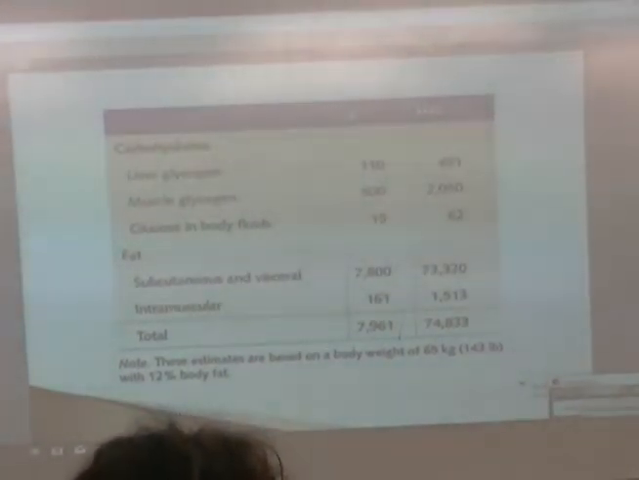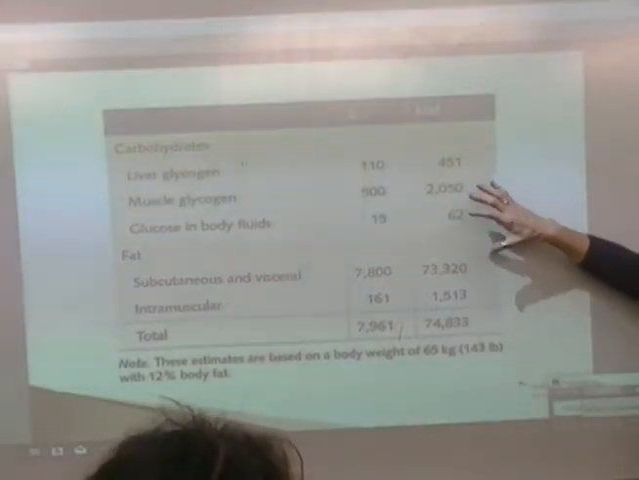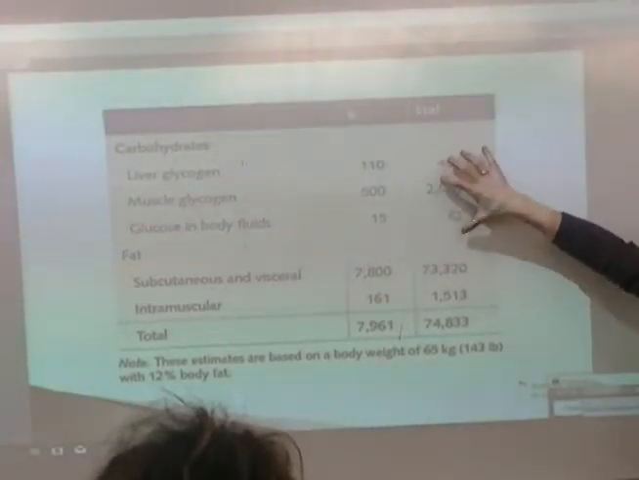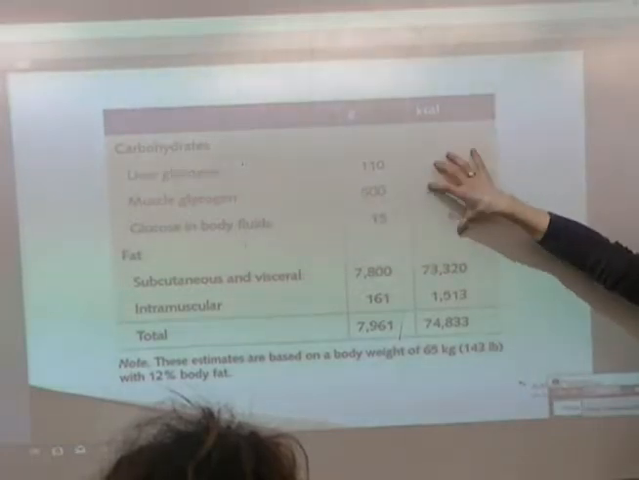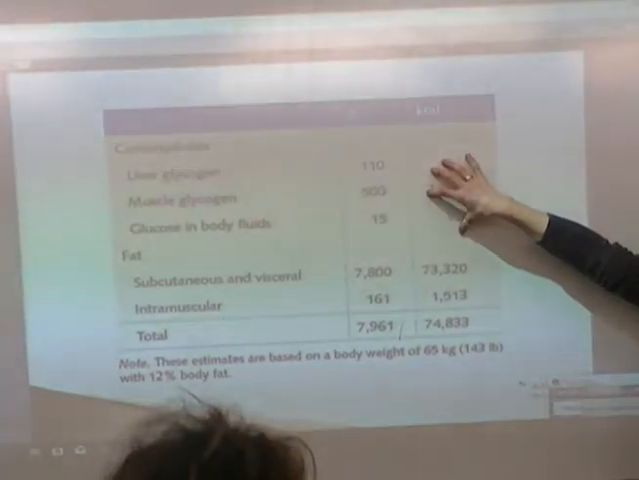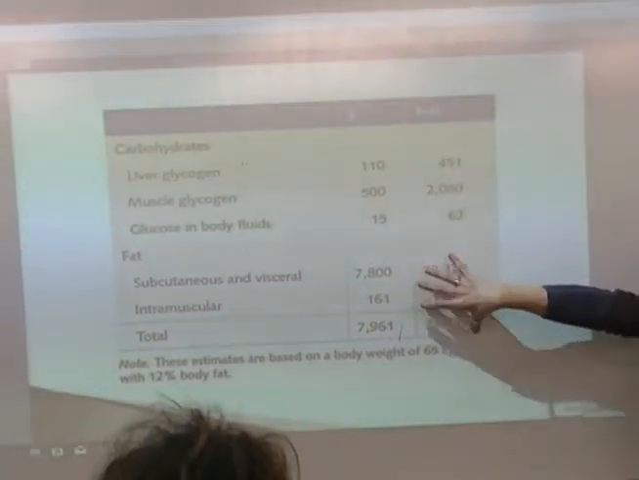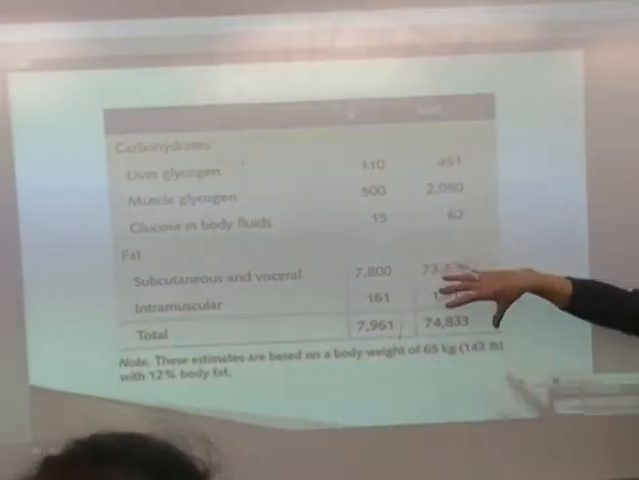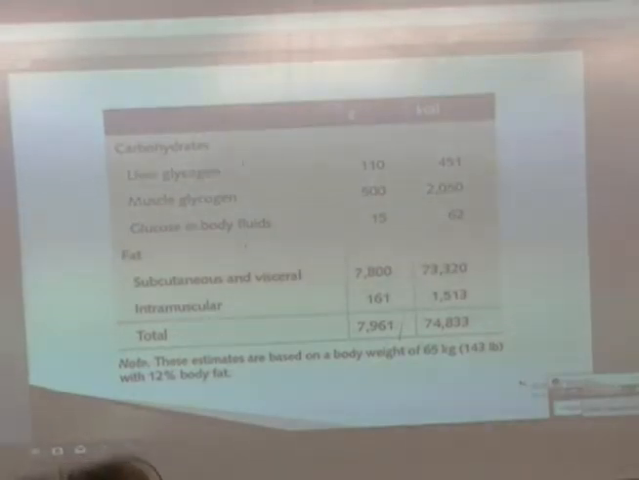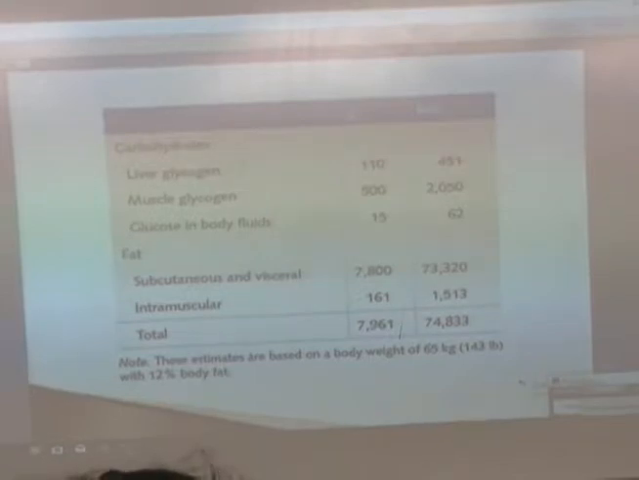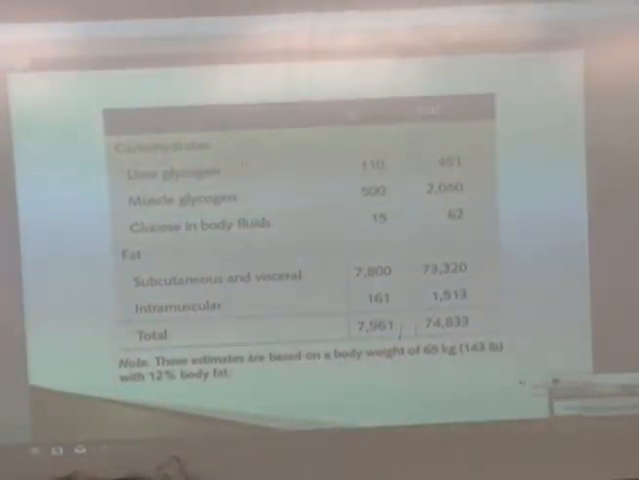All right? So it's just trying to give you an idea of the difference between this relatively small storage of calories that we have as carbs versus this humongous amount of calories we have as fat. Yes? So when does the fat take over from the carbohydrates when you're working out? Somewhere around 20 minutes. It's about 20 minutes.